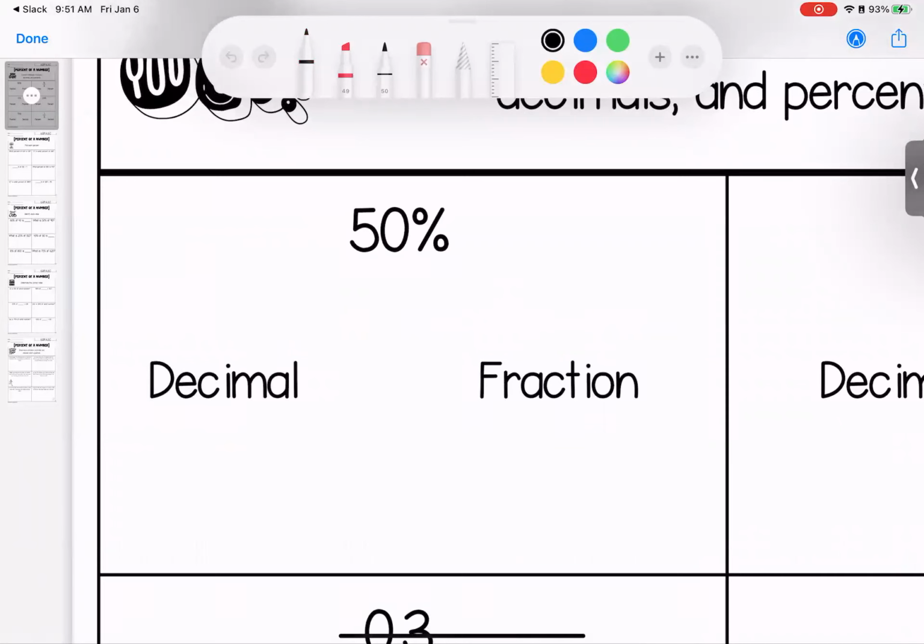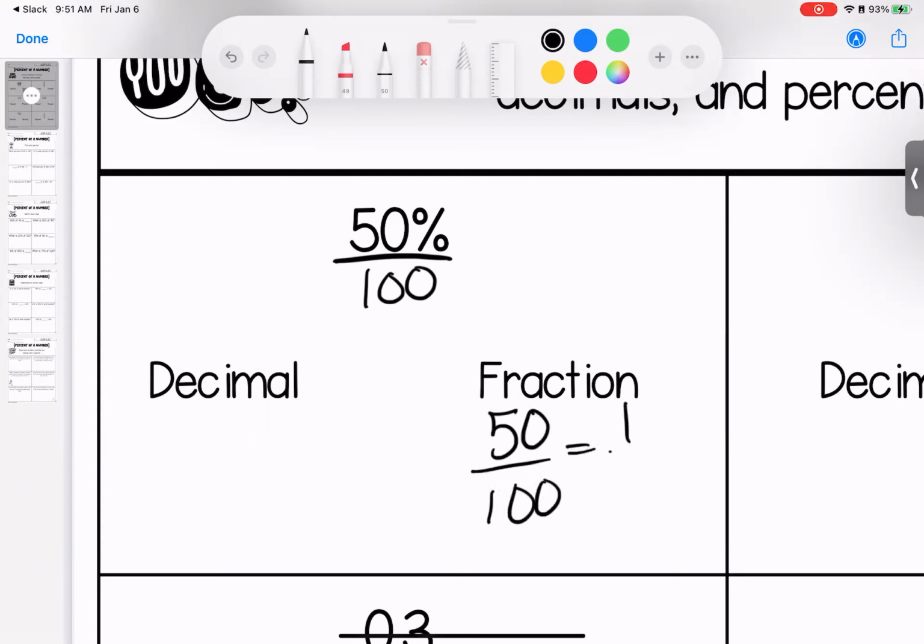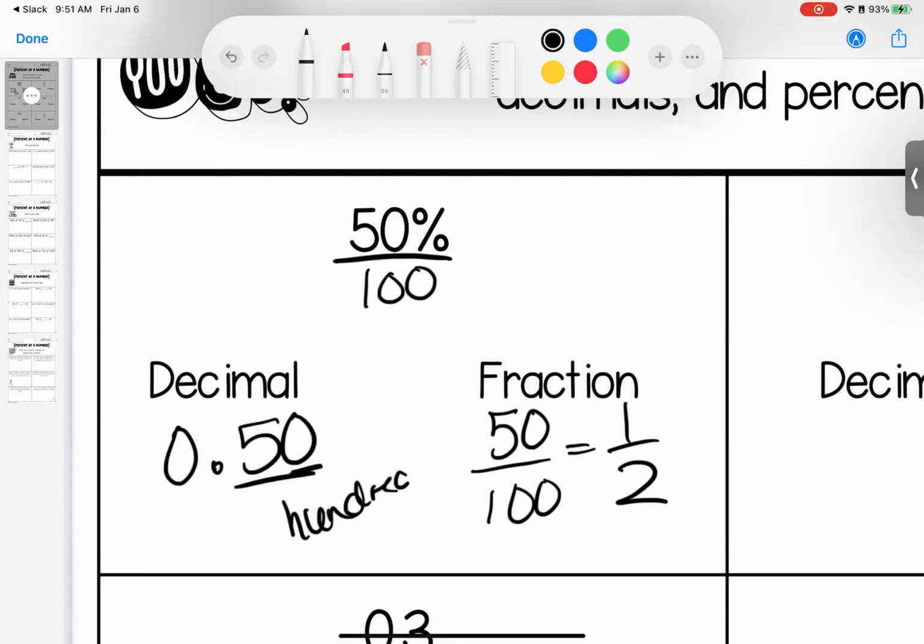So remember, we're going from a percent to a decimal. First, we need to make it a fraction. Percent means out of 100, which means we can put it over 100. So we could say that it was 50 over 100. You can also simplify it to 1/2. And as a decimal, that means that I need to put the decimal place in the value that says its name. This is my hundredths place, so we would say that this is 50 hundredths.